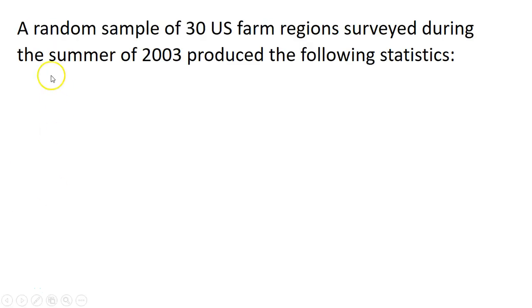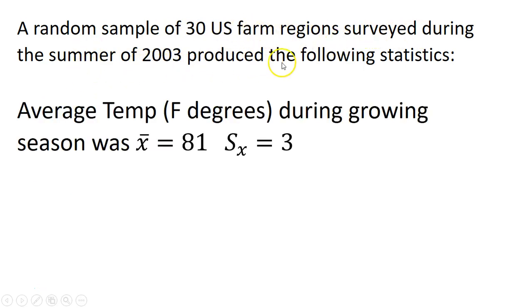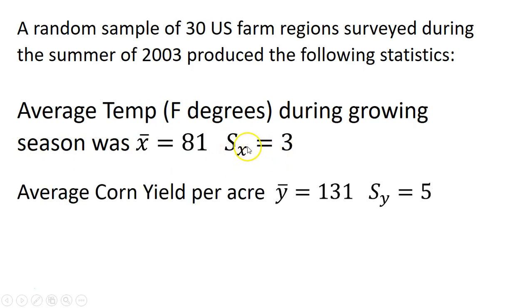So try this example. A random sample of 30 U.S. farm regions surveyed during the summer of 2003 produced the following statistics. Average temperatures during the season were this, and their standard deviation. Great. So we got the average temp and the standard deviation. The average corn yield was this, and that was the standard deviation for that. And I know the correlation.